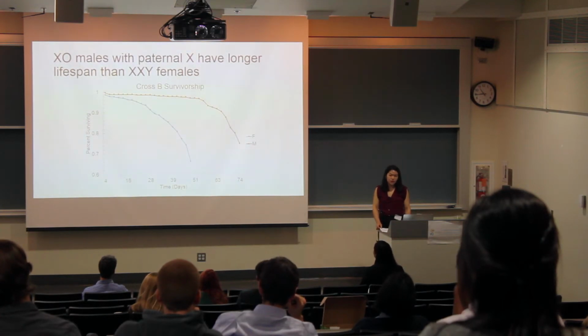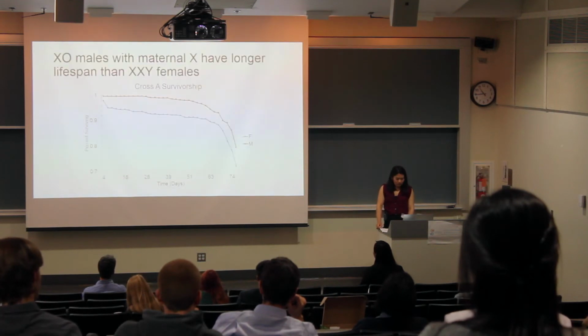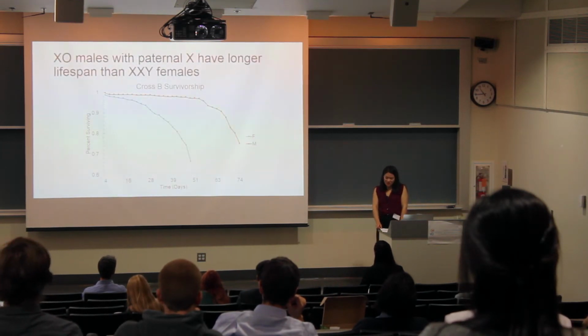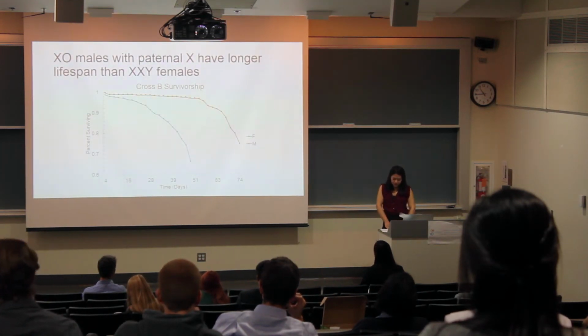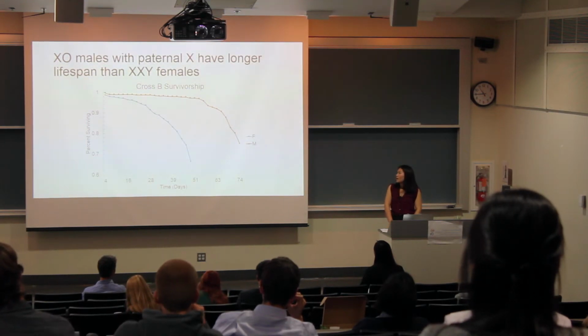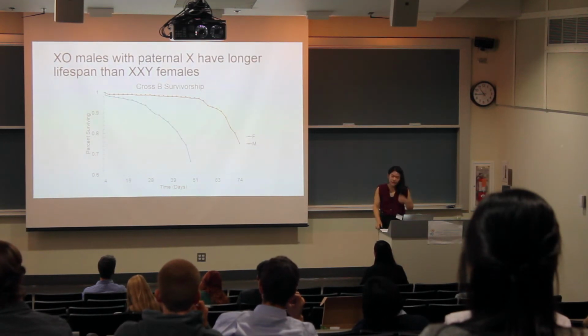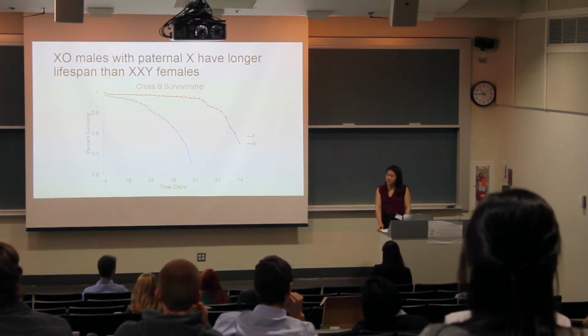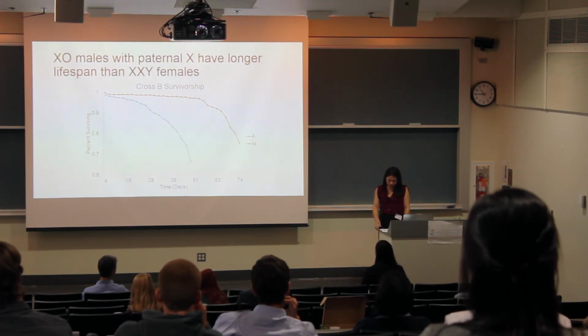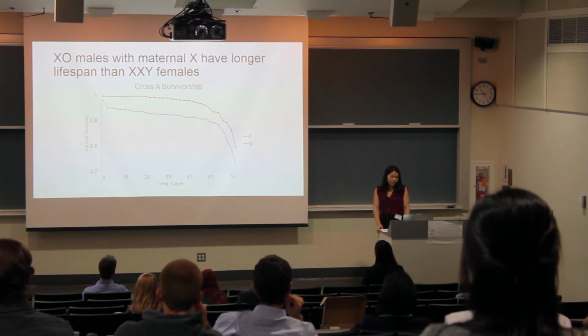In males with an X chromosome inherited from the father, it is also apparent that the males live longer than the females with a Y chromosome. This difference in male and female survivorship is present during the length of the experiment, and the difference is greater than that of the males with the maternally inherited X chromosome.